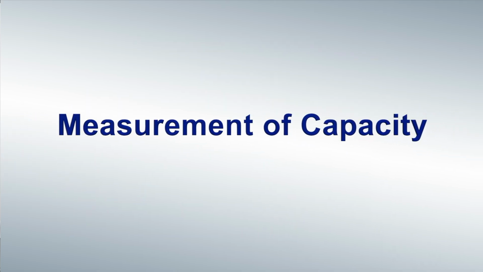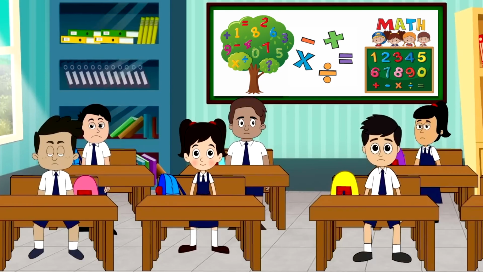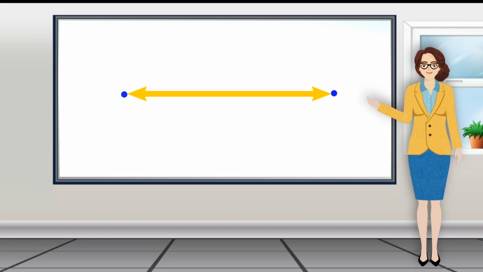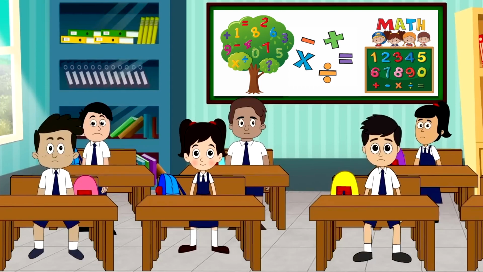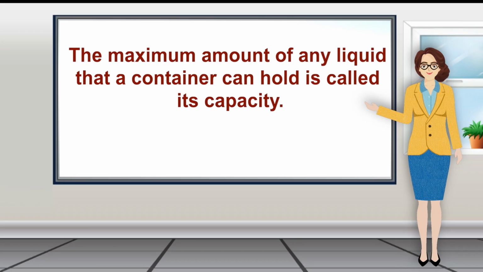Measurement of capacity. Students, you have learnt that the distance from one point to another is called length. The weight tells us how heavy someone or something is. But do you know what is the amount of liquid called? The maximum amount of any liquid that a container can hold is called its capacity.